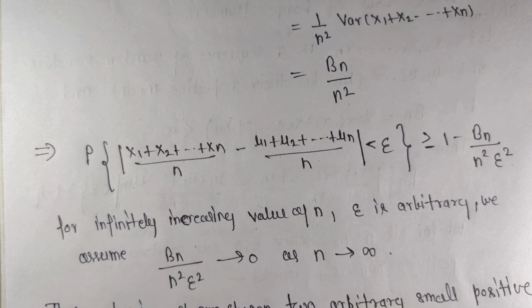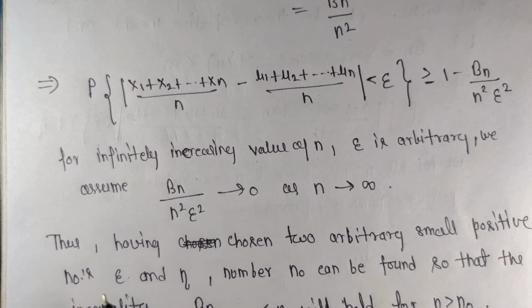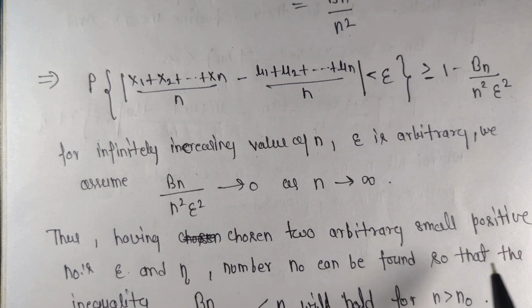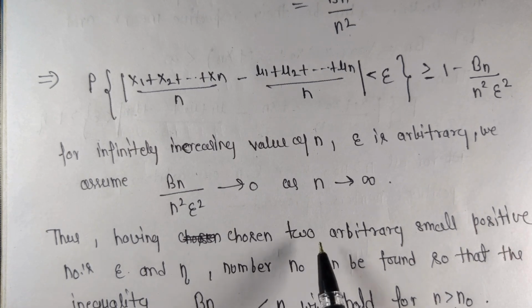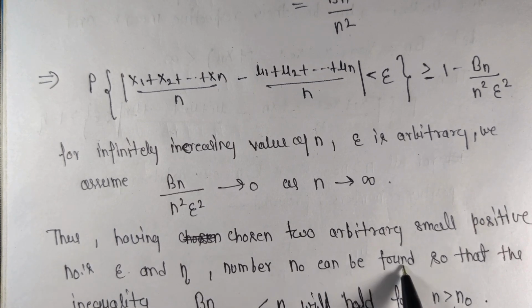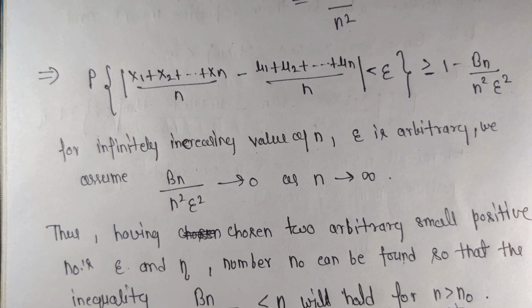So thus, having chosen two arbitrary small positive numbers epsilon and eta, a number n naught can be found so that the inequality Bn upon n square epsilon square less than eta will hold for n greater than n naught. Okay, is it clear? That means here two arbitrary small positive numbers epsilon and eta, and a number n naught can be found so that this inequality will hold for this value. Okay, so come to the next part.